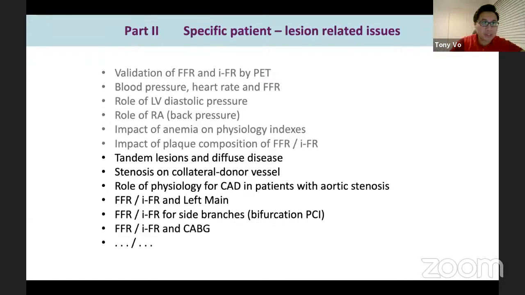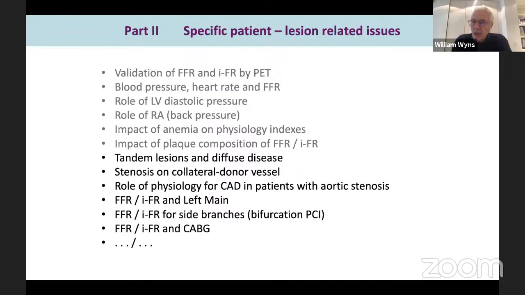Just one of the questions from the chat was, how about the effect of low blood pressure with and without hemodynamic support, that is impeller, on iFR and FFR? Oh. Wow, that's a tough question, and I have to say I cannot address it because maybe it has been looked at.